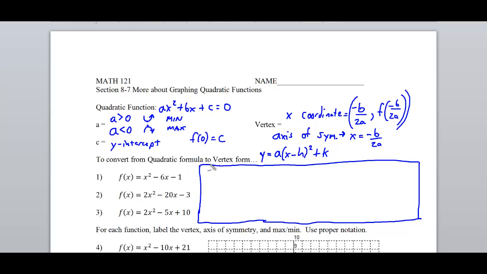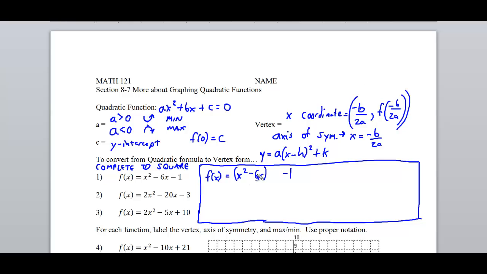So the first thing I'm going to do is take my f of x, and take this x squared minus 6x and put it in parentheses, and I'm going to put a space for minus 1. Now I'm going to apply my completing the square rule, because to convert a quadratic function to vertex form, we're going to complete the square. It's nice to do a little reminder of this, because we haven't done completing the square since the first section of this chapter, technically the second half of section 8.1.